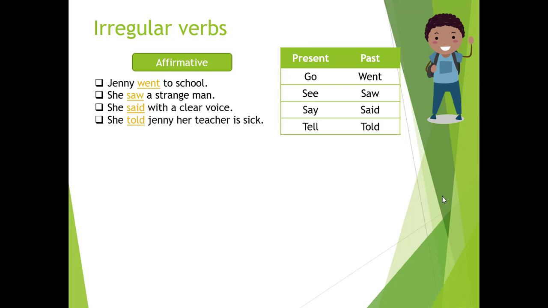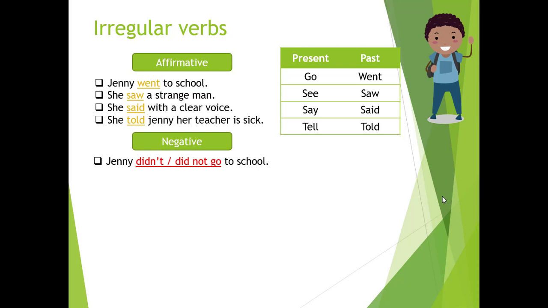So, go in the present, if I want to say that I go in the past, I say I went. Or see, I saw. Or say, I said. Or tell, I told. Now, the negative is pretty much the same as the one of regular verbs, because the verb remains unchanged. We do not change the verb in the interrogative and in the negative forms.